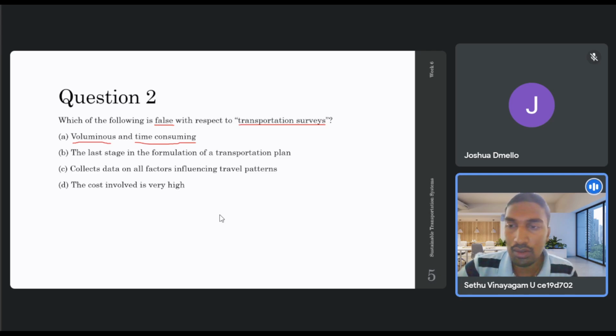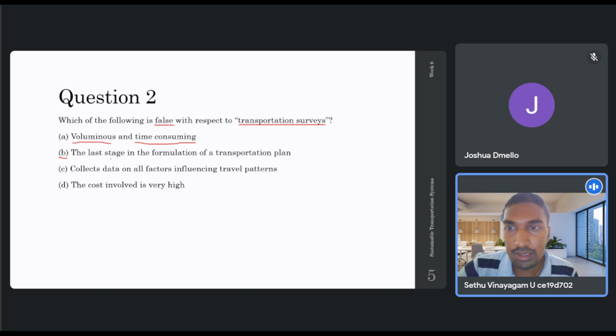So therefore, there is a cost component also, which is high, because we are dealing with large volumes of data, and also doing this for a long period of time. Therefore, the costs are also very high, right? So therefore, D is also a correct statement about the transportation service. It's only option B that is not correct.